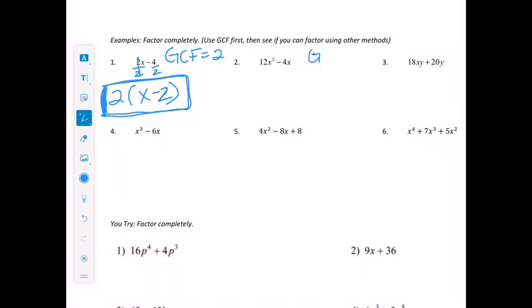So our GCF, what goes into 12x squared and 4x? Well, 4 goes into 12 and 4, and x goes into x and x squared. Here's a little hint. Hopefully you picked up on this, but when you have variables, the GCF is always going to be the smallest exponent of that variable. So for x squared and x, the GCF is going to be x to the first.